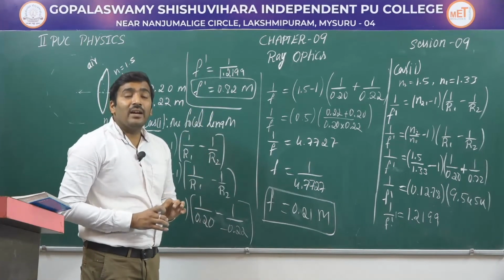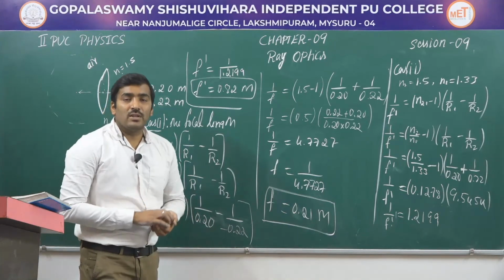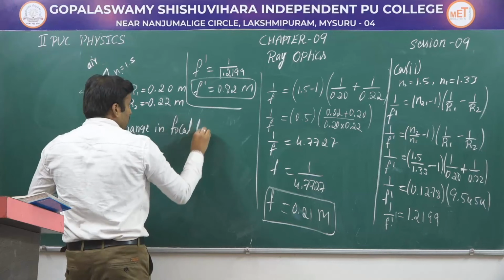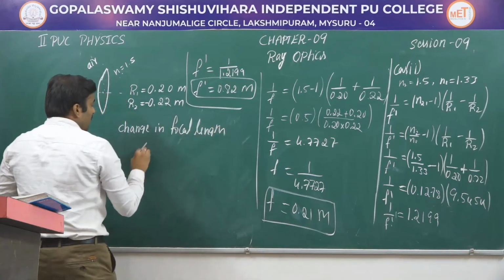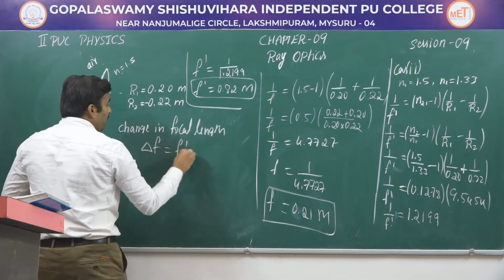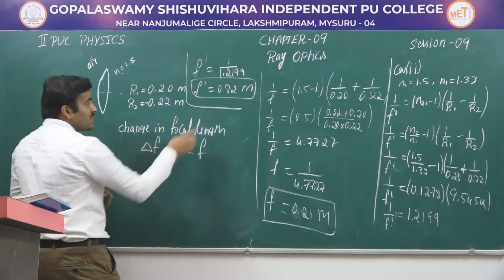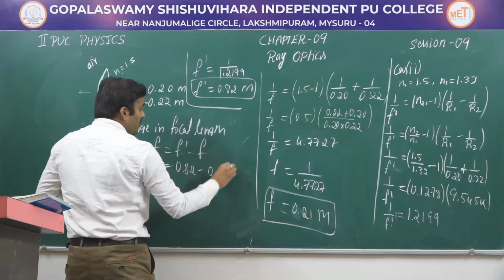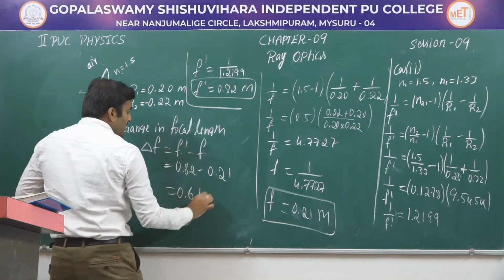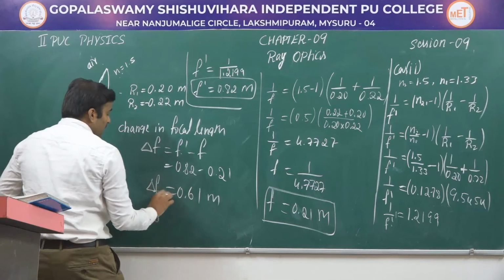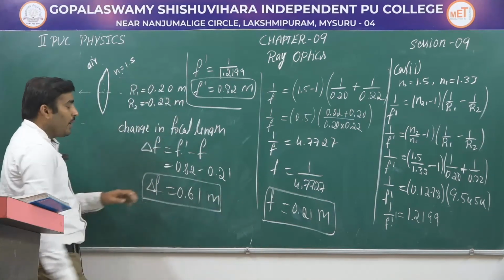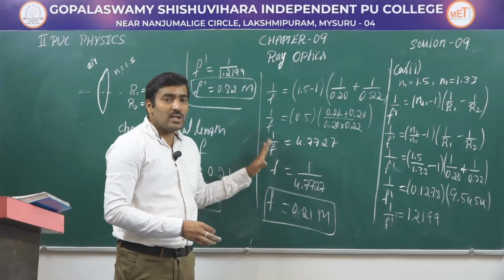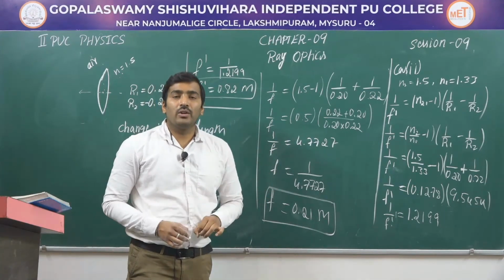They have asked for calculating the change in focal length. The change in focal length, delta f, is equal to f dash minus f. f dash is 0.82 minus f which is 0.21. So this will be 0.61 meter. So there is a change in focal length of 0.61 meter when the lens is immersed in water of refractive index 1.33. Fine. We will move on to the next problem now.